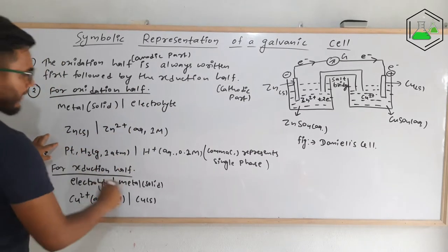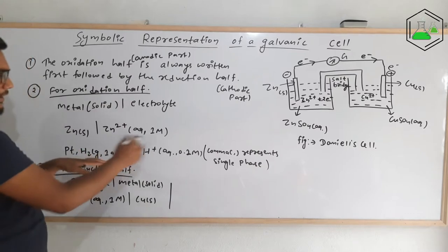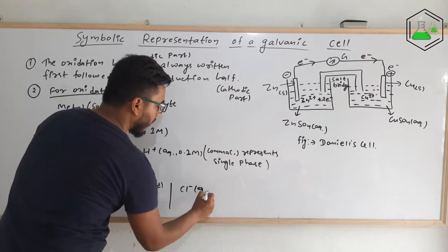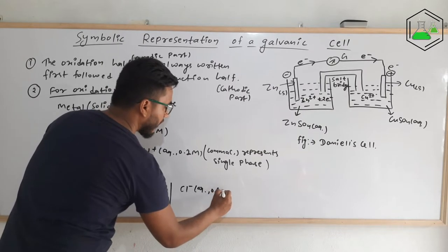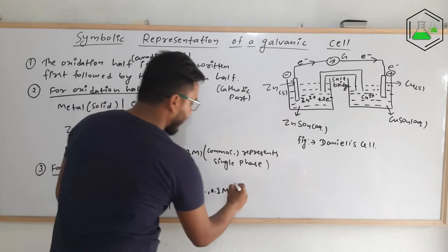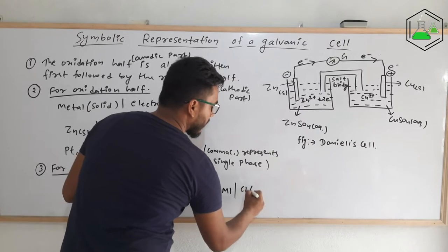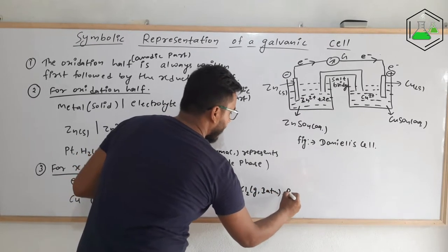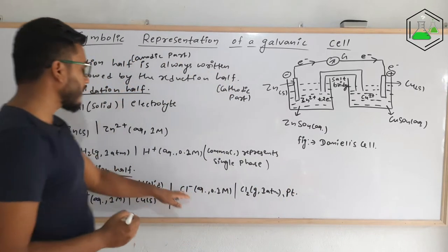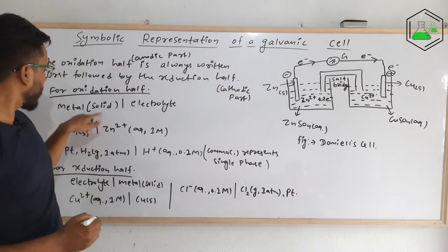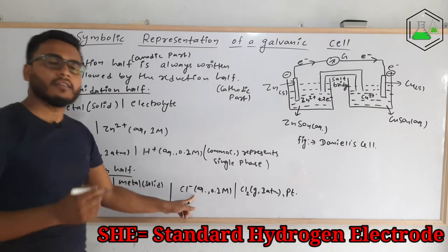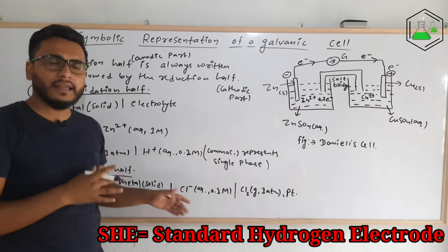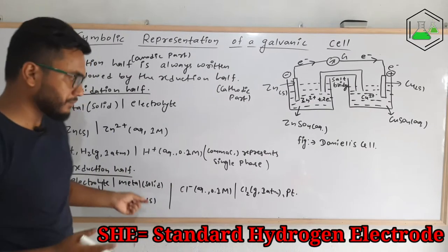Now for the second case, what can we do? Like for the reduction half, there might be Cl minus, aqueous form, 0.1 m. This will convert to Cl2 gas at 1 atmosphere pressure, platinum. So this is the reduction half for this one. This is for SHE. This is an example of SHE, about which I'll explain in my upcoming videos.